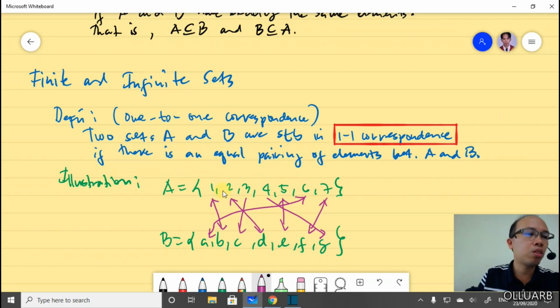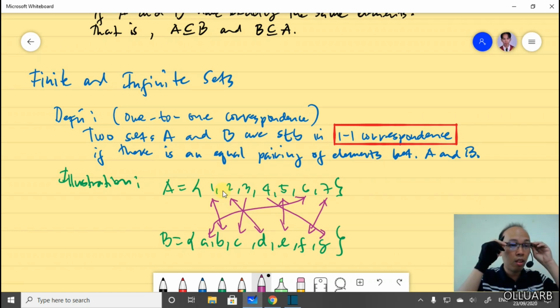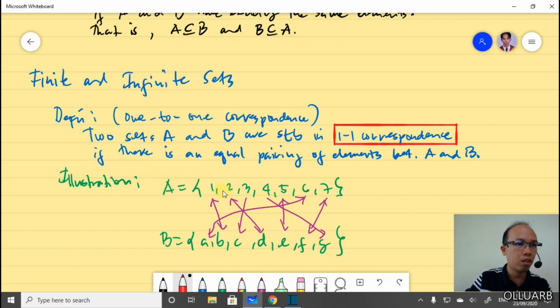So all you have to do here is to count. Then if they have the same number of elements between A and B, then the given sets A and B are in one-to-one correspondence. Okay, so what if you ask the question, can I pair it like this, sir, like this one? Okay, you can do that. It doesn't matter as long as all the elements of this set are paired.